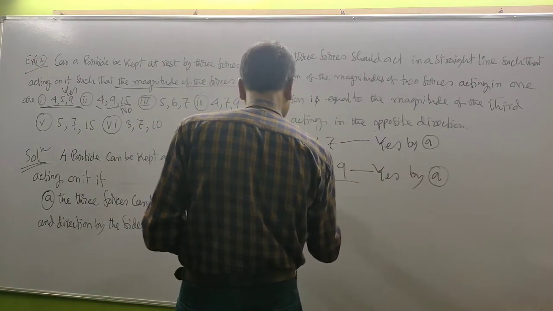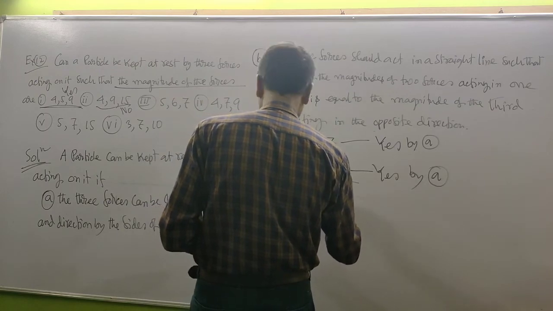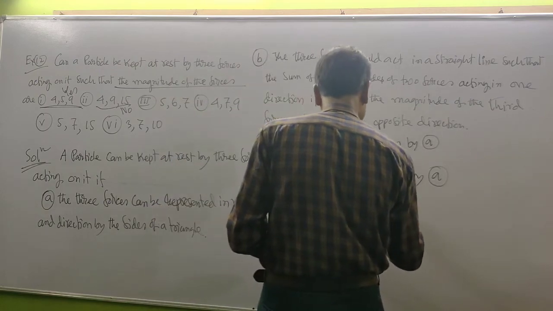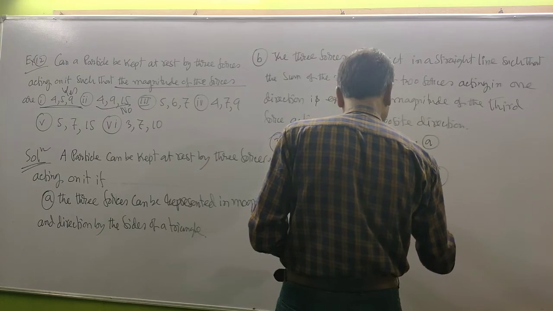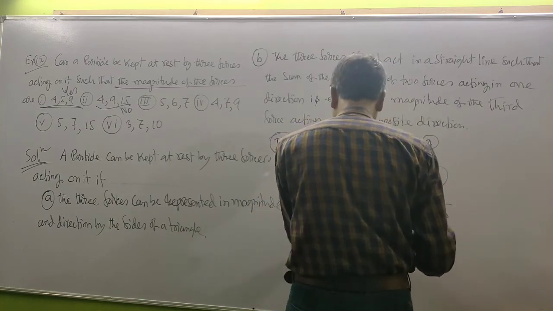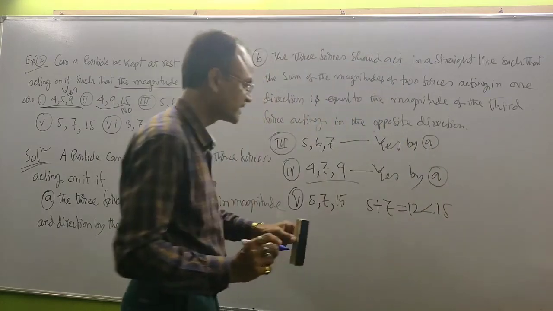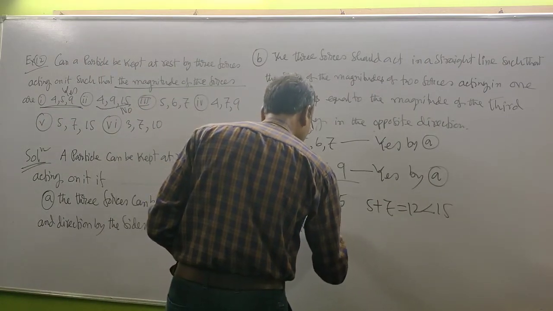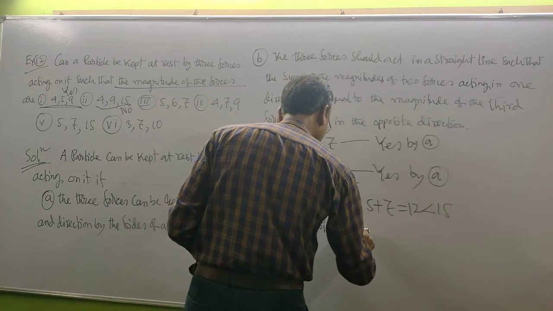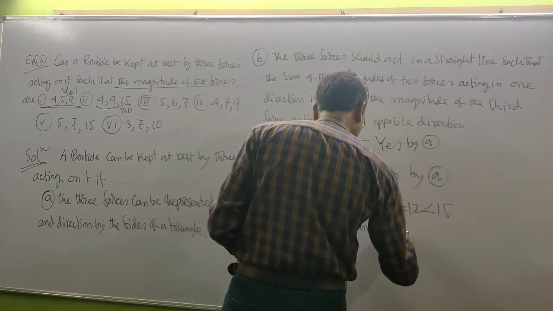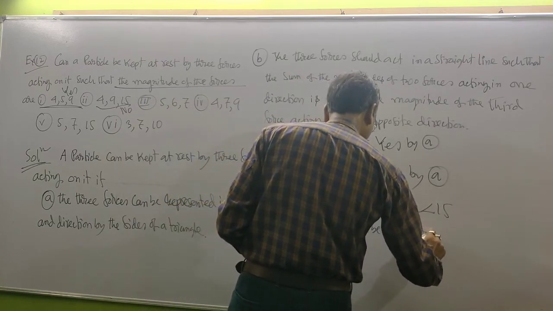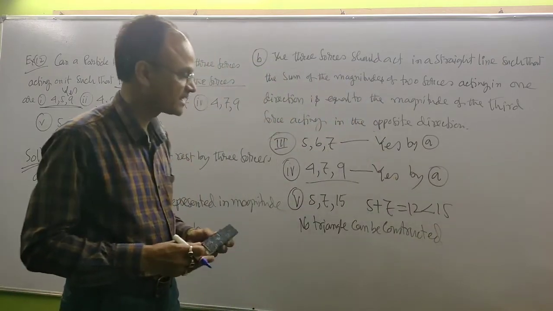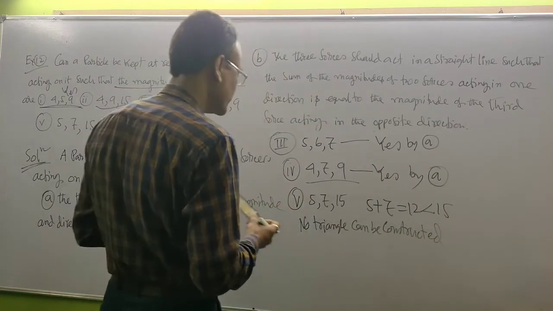Number 5: 5, 7, 15. No. 5 plus 7 is equal to 12, which is less than 15. No triangle can be constructed. Therefore, it is no.